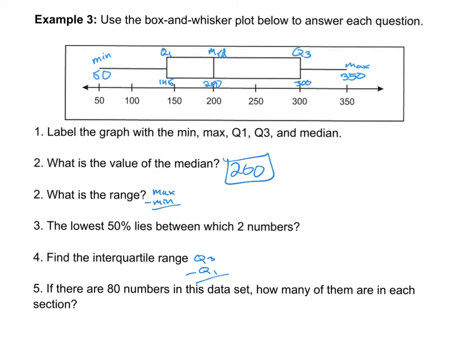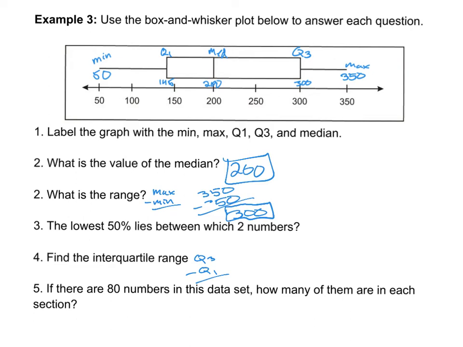Our range, now keep in mind, range is max minus min, so we have to do 350 minus 50. So that's a pretty big range of numbers. Anywhere from 50 to 350 is going to give us a 300.